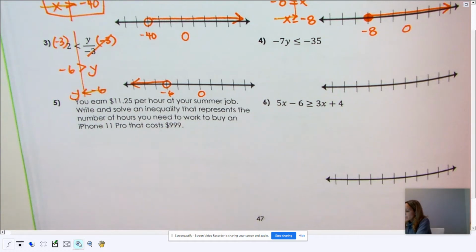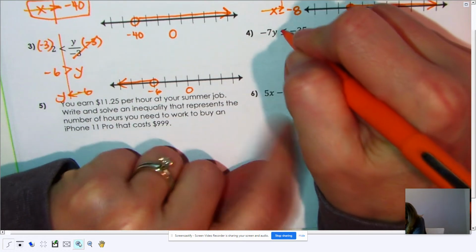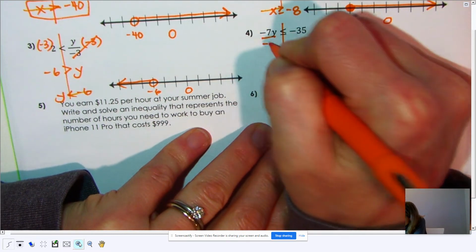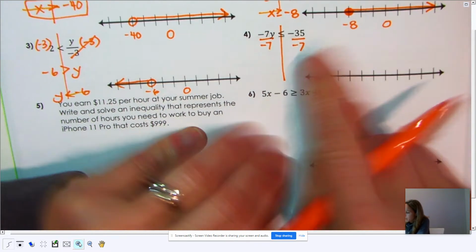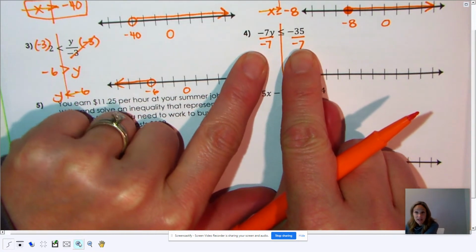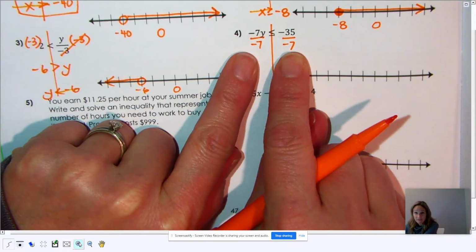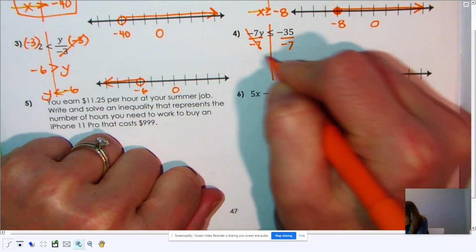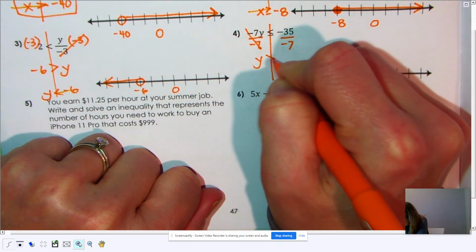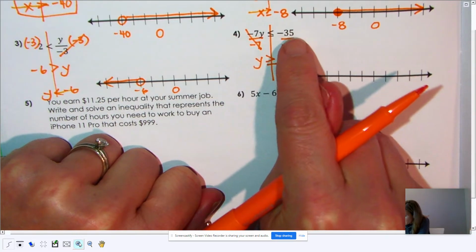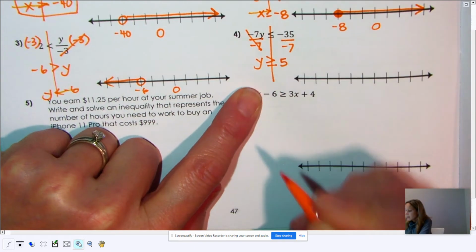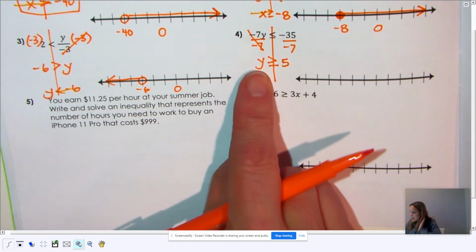Okay. Question number 4. We're going to do the same thing, but we're going to divide on both sides by -7. So remember, anytime I'm multiplying or dividing by a negative on both sides, it changes the sign on both sides. So now the opposite relationship is true. This was a negative. Well, they're both negatives. Now they're both going to be positives. And so the y side is actually bigger now.